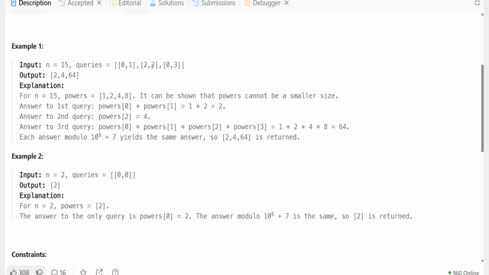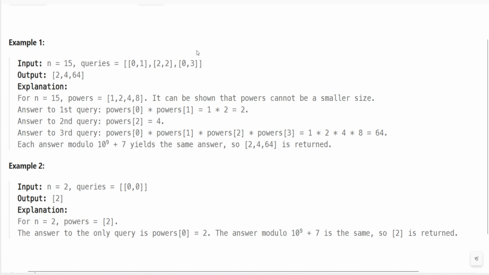Now it is saying 0 and 3. So power to 3 is 0 into 3, we'll multiply these things, right? Power at 0, power 1, power 2, power 3. If you multiply from 0 to 3, you will get this value. Are you understanding what is happening here? So 0 and 1 means we have the range between 0 and 1. Let me show you how.